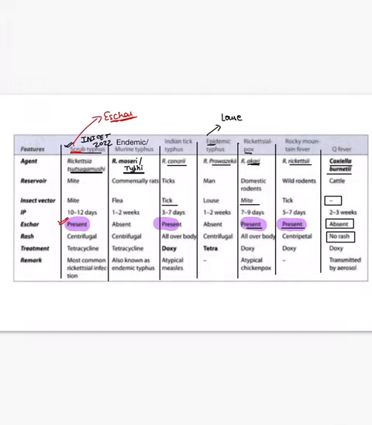We need to remember, guys, which one of the following has a centrifugal rash and which one has a centripetal rash. Centrifugal means in the center, and centripetal means away, guys. I have further classified the rash in the photo. Rocky Mountain spotted fever is centripetal, so you can remember it as the pedal rash, that is, in the extremities.